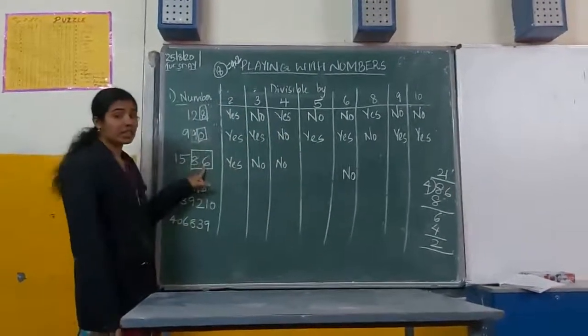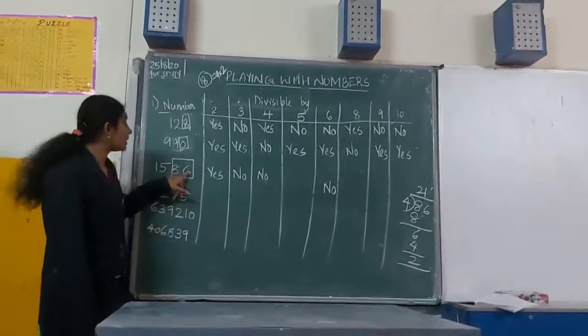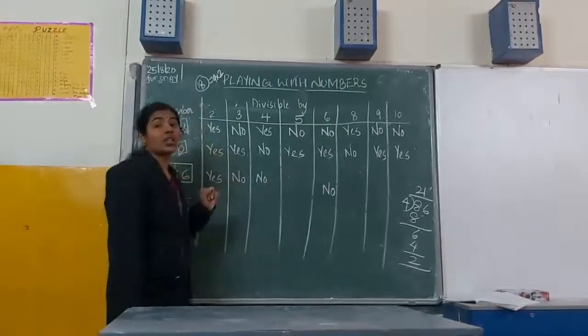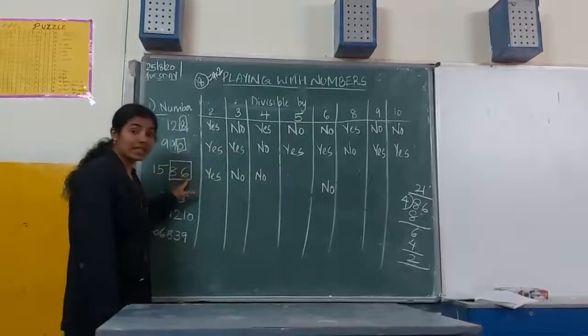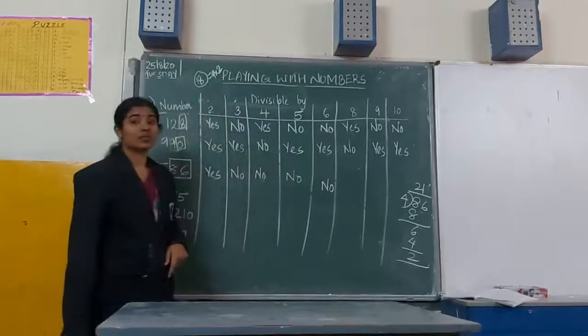See the last digit, that is 6. If it is 0 or 5, then we can say the divisibility by 5. See here, the last digit is 6. So it is not divisible by 5.